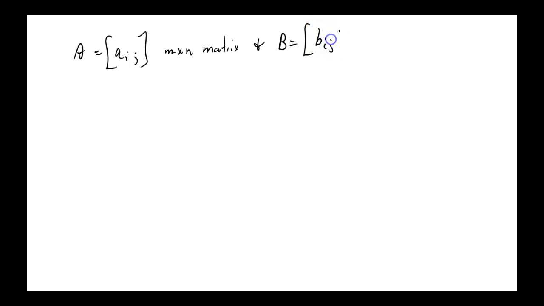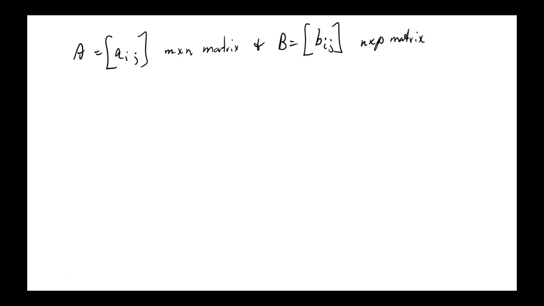Here's the definition of matrix multiplication. If A is this matrix, a_ij, is an M by N matrix, okay, and B is this matrix, b_ij, well, they use the same subscripts, I really don't care for it too much, is an N by P matrix. Okay, N by P matrix.